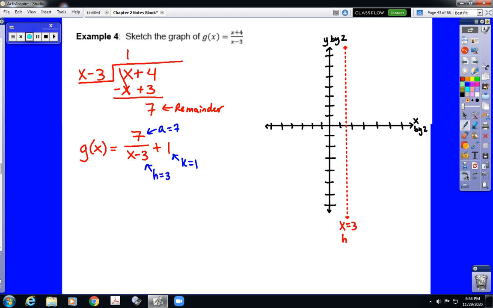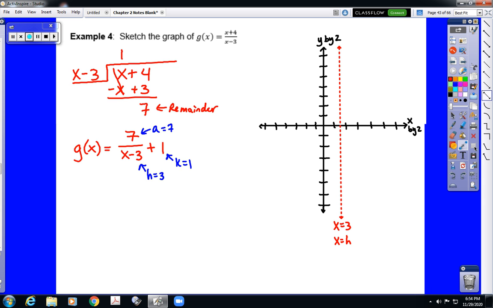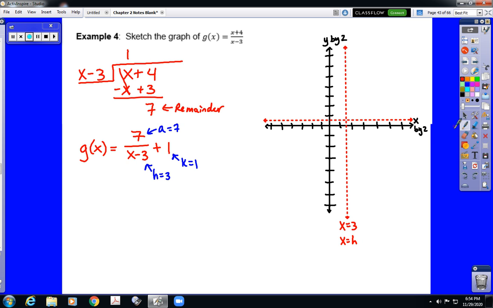So that'd be x equals 3, because 3 is the h value. Then we have the line k equals 1, which is going to be a little bit tough to put on here because it's halfway between 0 and 2. That would be right there. Remember that this is the line y equals 1, because we use y equals k for our horizontal axis.